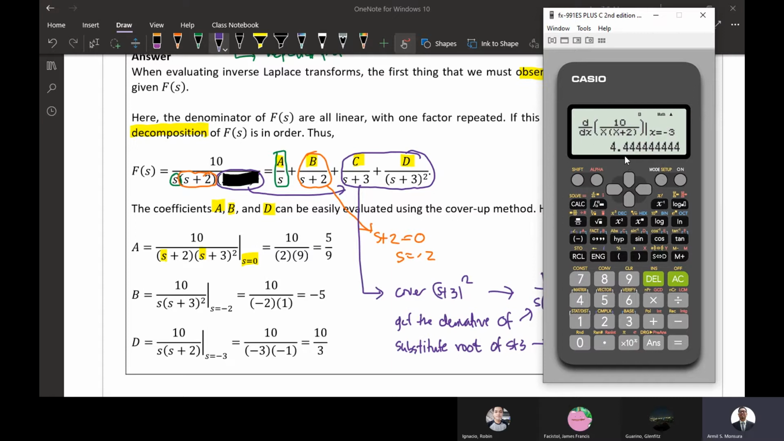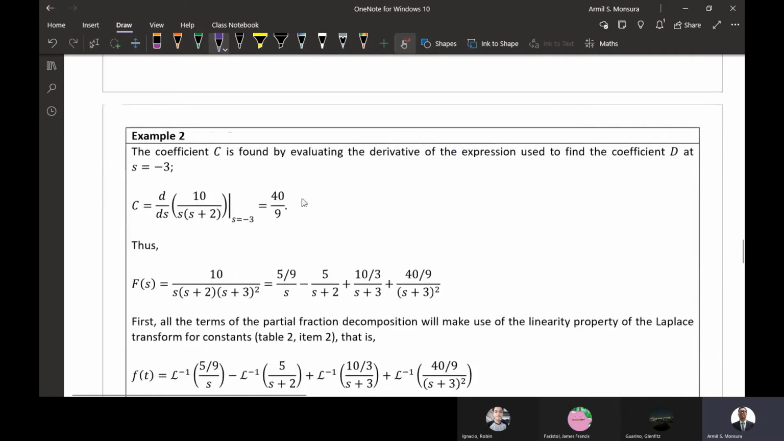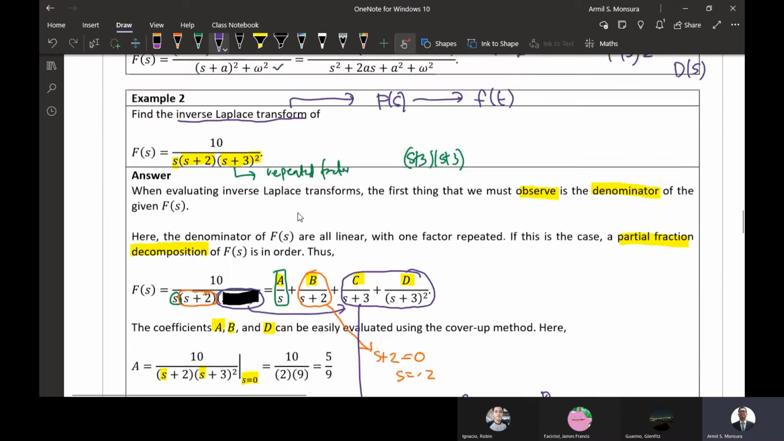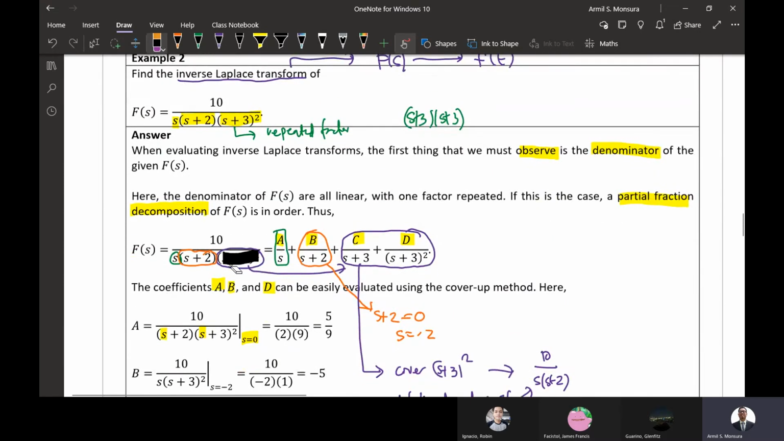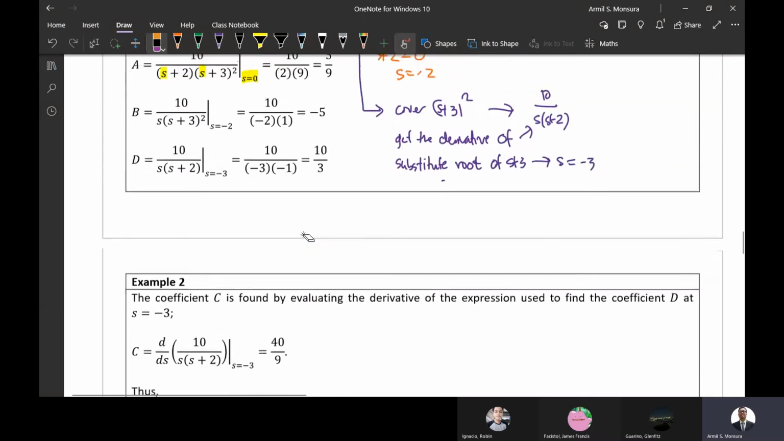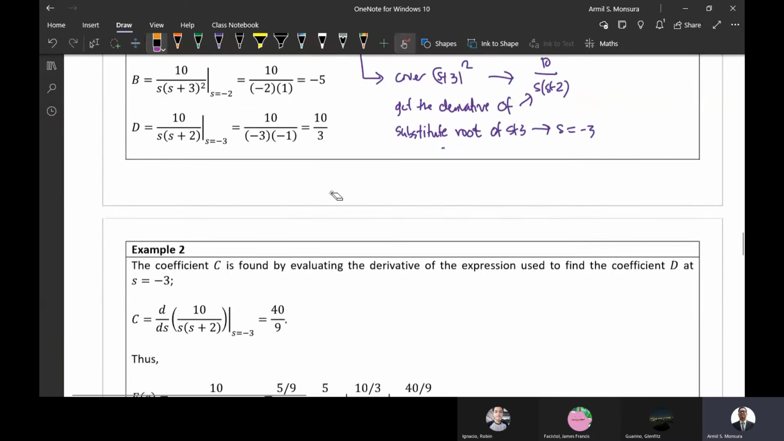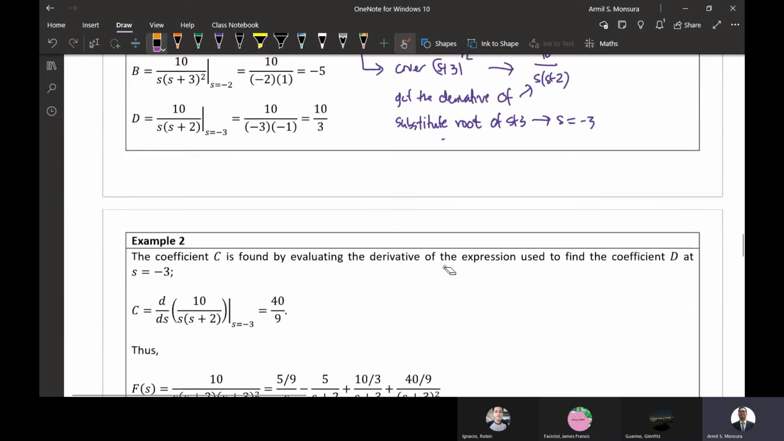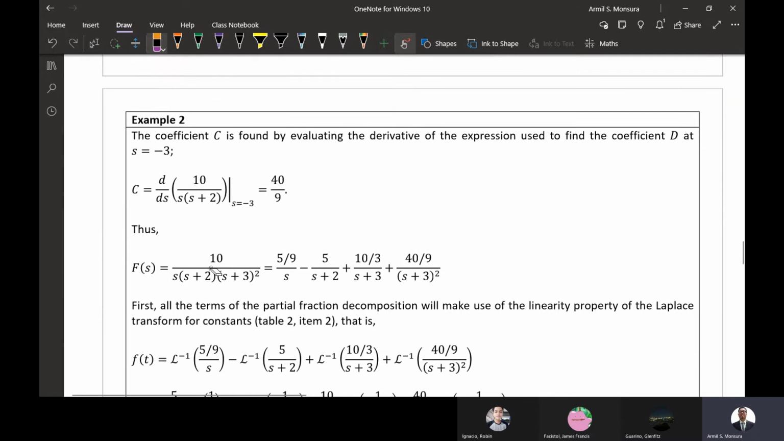Yung 4.444 na yan, pag kinonvert nyo sa fraction, that would be 40 over 9. Okay? So, yun yung procedure kapag hindi nyo matakpan lahat nung factor, kapag repeated siya. Now, since nakuha natin siyang 5 over 9, negative 5 over 9, 10 over 3, at saka 40 over 9, then we will have the following partial fraction expansion para dun sa given function ninyo.